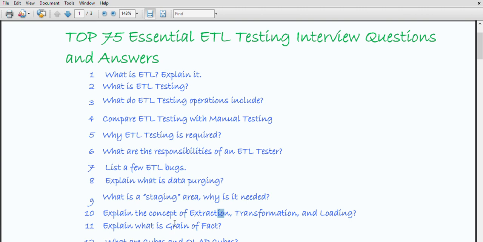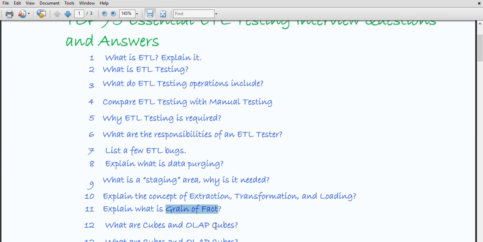Then, what is meant by grain of fact? This is one of the most commonly asked questions in ETL testing. The grain of fact can be defined as the level at which the fact information is stored. It is also known as fact granularity. So what is meant by fact? The fact is a central component of a multi-dimensional model which contains the measures to be analyzed. These facts are related to dimensions. There are different types of fact, like additive fact, semi-additive fact, and non-additive fact. You can answer like this, and elaborate the answer to the same question.